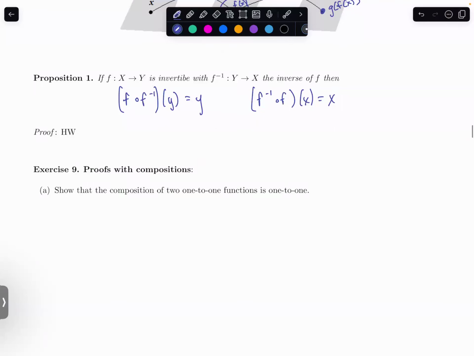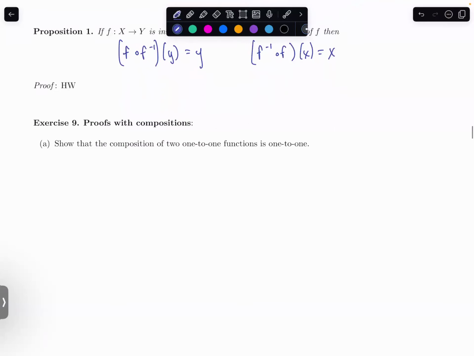Okay, so we are going to do exercise 9. We're going to show that the composition of two one-to-one functions is one-to-one. So this is kind of fun. I'm going to do some scratch work to set this up.